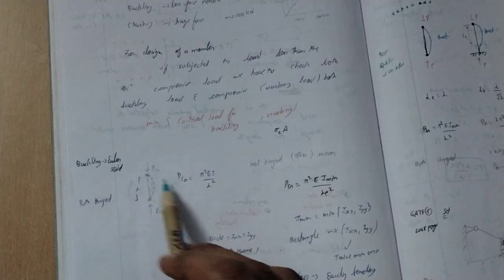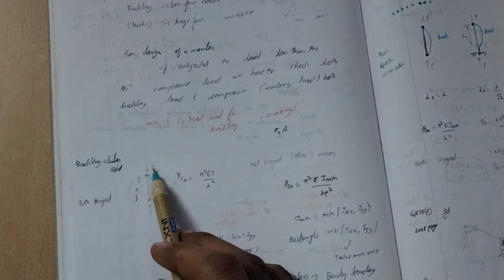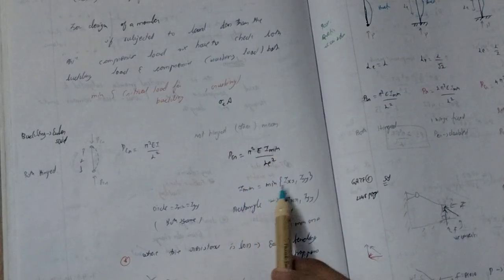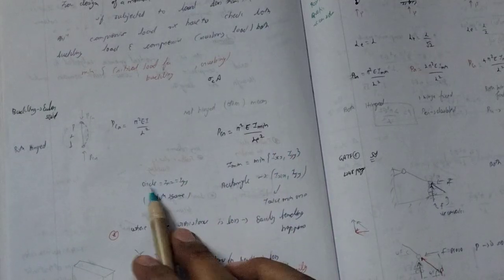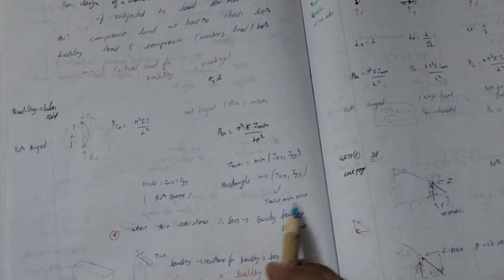So the main formula: P critical equals pi squared E I divided by L_e squared. This is the critical load. For a member with no fixity, it is just P critical equals pi squared E I minimum divided by L squared. Here I minimum is the minimum of the inertia about x and the inertia about y. For a circle, I x and I y are both the same, but for a rectangle, we take the minimum of I x and I y.